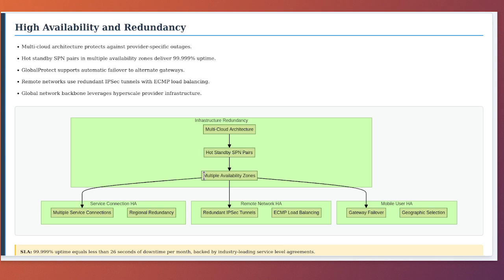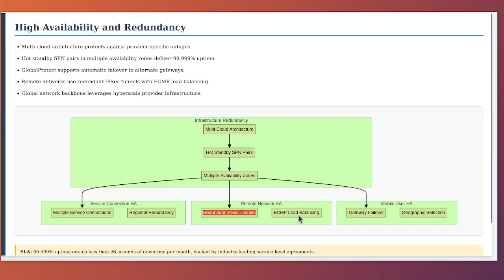For mobile users, GlobalProtect supports multiple gateway connections. If one gateway becomes unavailable, the client automatically fails over to an alternate gateway. The gateway selection can be based on geographic proximity, load, or manual priority settings.